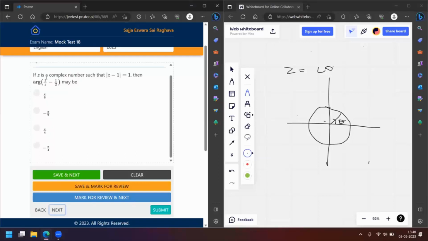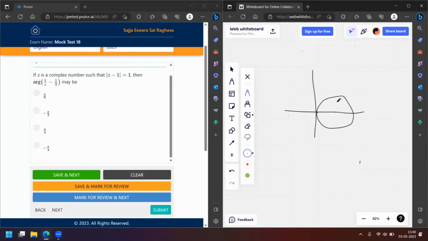So if z is a complex number such that mod z minus 1 is equal to 1, this is the equation of a circle with center as 1. We have to find the possible value of the argument of 1 by z minus something. If you substitute the value of z and rearrange, you will get a locus of the given argument. And you can find, by substitution, which is the valid value for theta here.